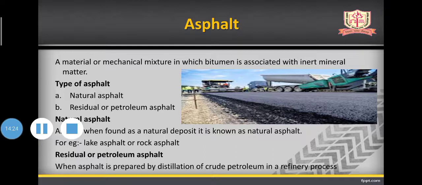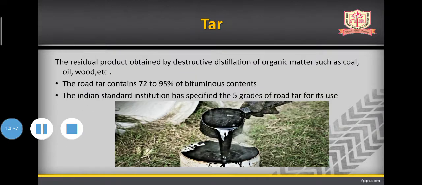Residual or petroleum asphalt: when the asphalt is prepared by distillation of crude petroleum in a refinery process, when we distill petroleum, whatever result we get is asphalt, and this asphalt is known as petroleum asphalt or residual asphalt. Residual means whatever is left after the distillation of the petroleum product, whatever residual we obtain is known as residual asphalt.